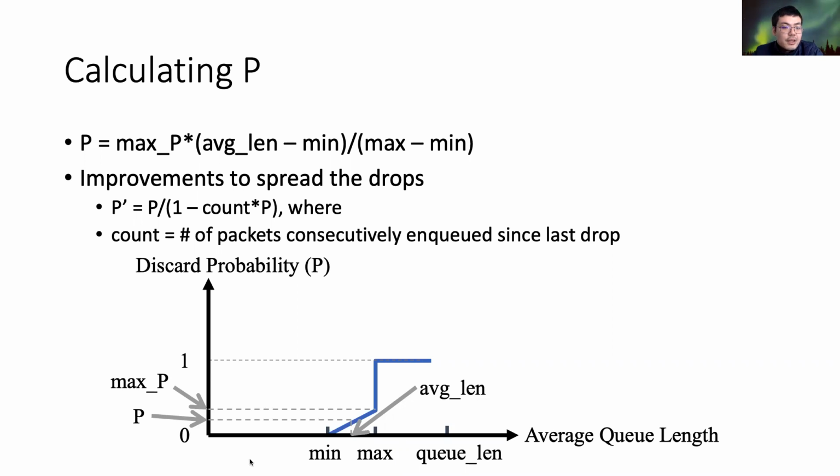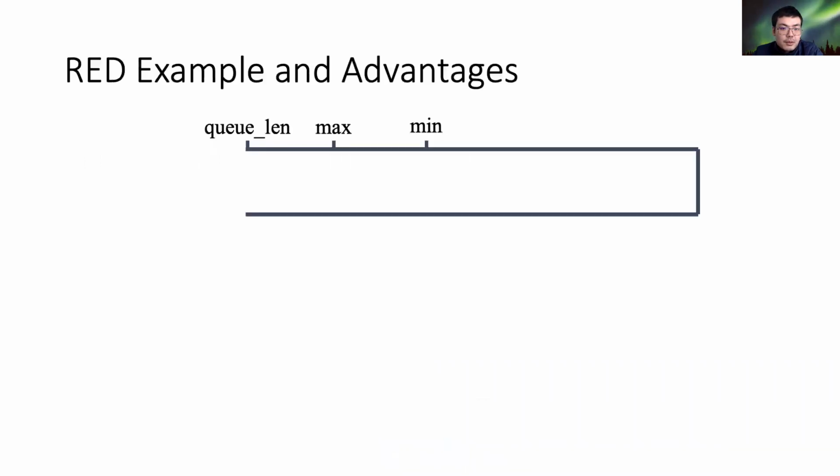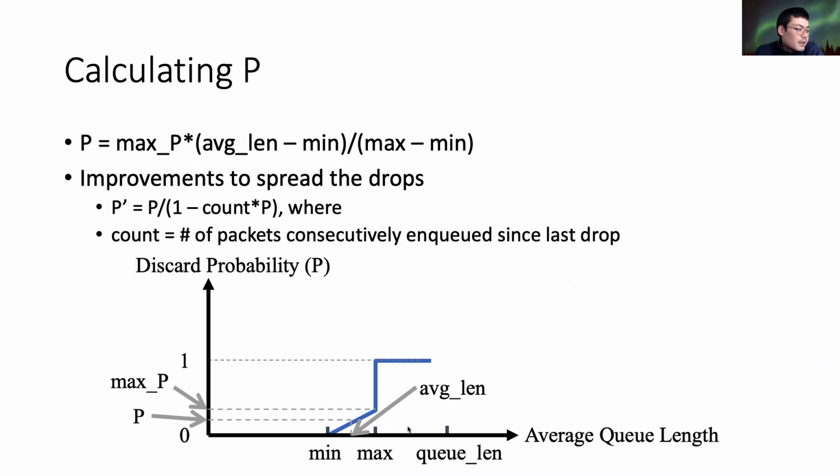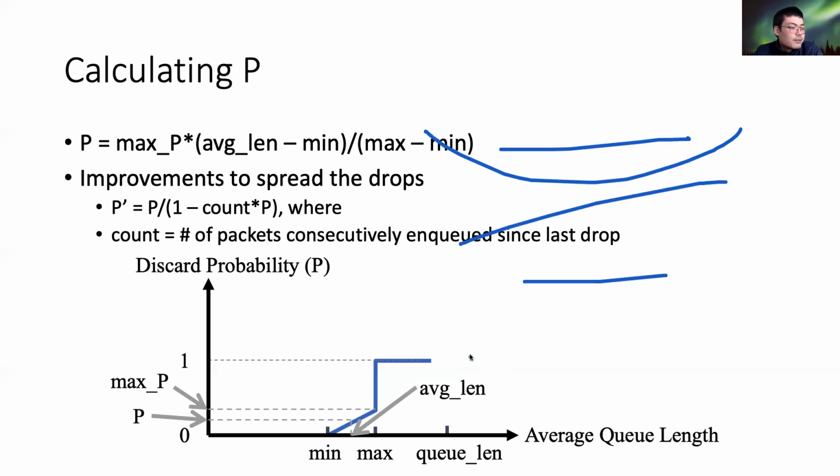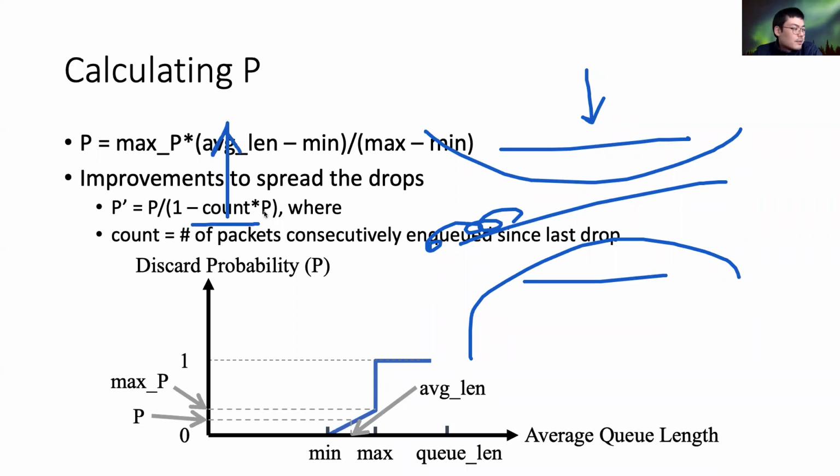So this P prime is the drop probability for a particular stream. Let's say we have this stream, but we have 3 flows coming because we have this shared link. So let's say this guy has lots of consecutive packets coming, so this count will be large, maybe 3 come in a row. When this increases, the denominator decreases, which means the probability of a drop will increase, right?